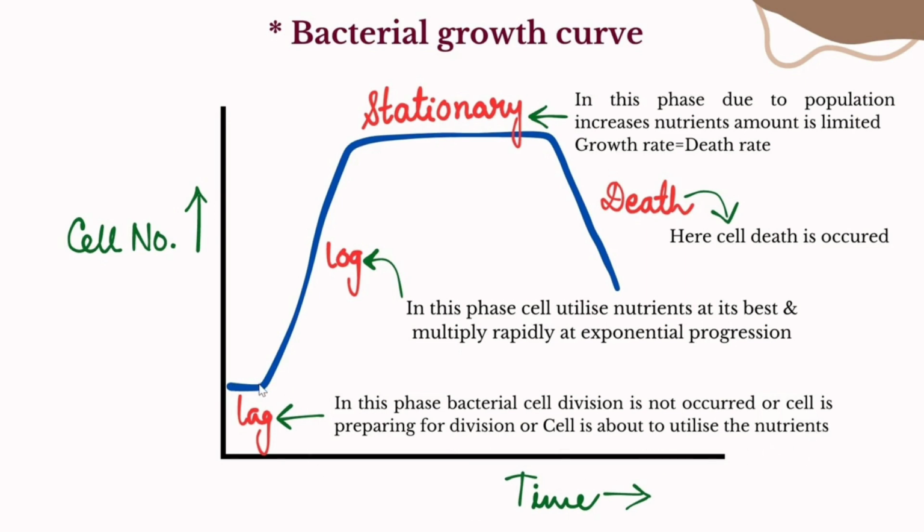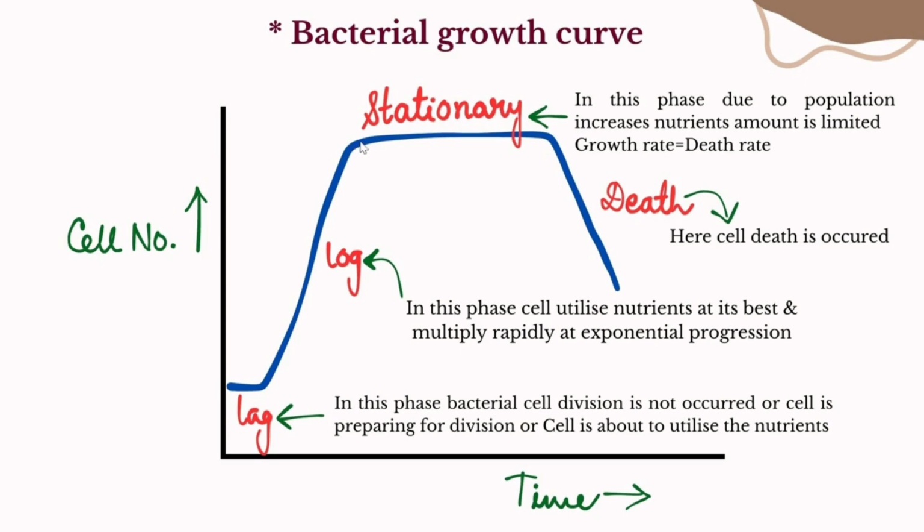In the next phase, there is a sudden and rapid increase in the growth curve. An uplifted line is shown here, where the bacterial cells divide rapidly in an exponential manner and utilize the nutrients at a high rate, and the population size reaches its maximum level. That's why it's called the log phase or exponential growth phase.